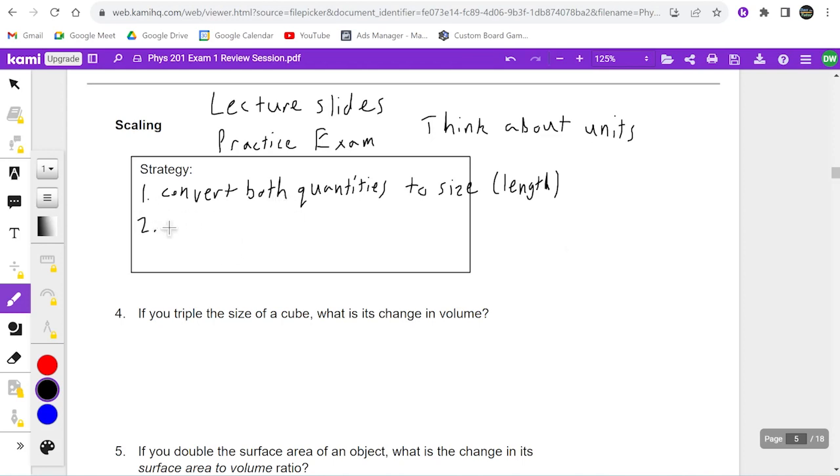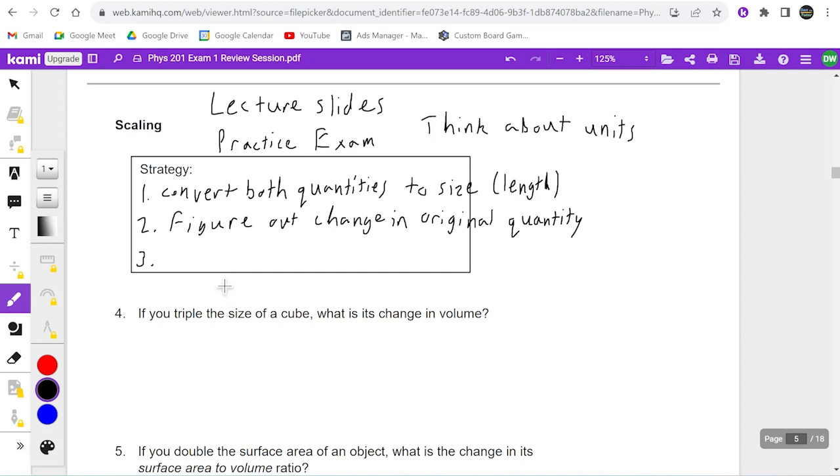Then step 2, you need to figure out the change in the original quantity. What I mean by that is the question always sounds something along the lines of, if I change my volume and I double it, how does that change the specific metabolic rate? What I'm saying is, if you doubled the volume, figure out what the change is. Again, go back to size. You have to figure out what the change in size is. Always go back to size.